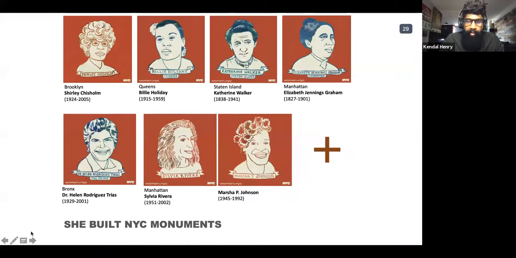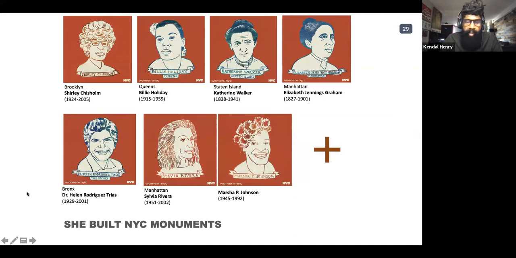7 women were identified to have monuments built, mostly representing the boroughs. Shirley Chisholm in Brooklyn, Billie Holiday in Queens, Catherine Walker in Staten Island, Elizabeth Jennings Graham in Manhattan, Dr. Helen Rodriguez Trias for the Bronx, and Marsha P. Johnson and Sylvia Rivera, also Manhattan, representing the LGBTQ plus community. And so we're in the process of commissioning monuments to these women.